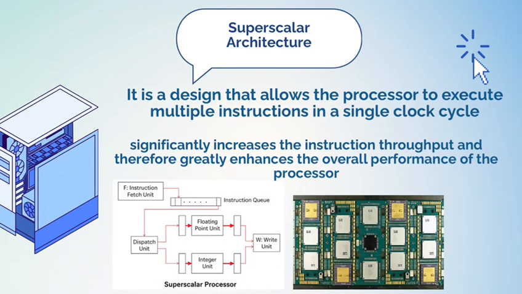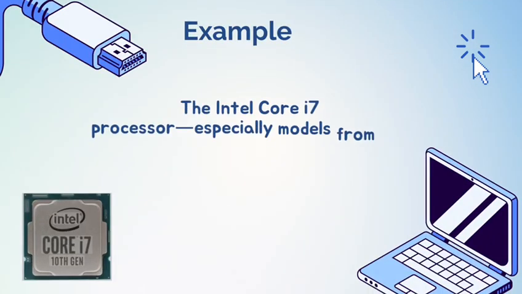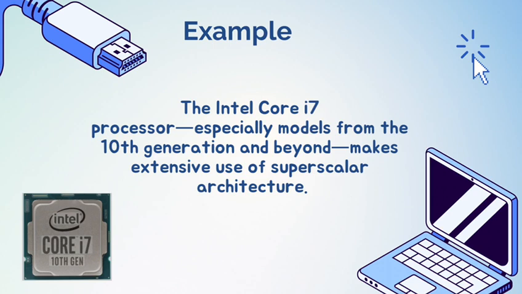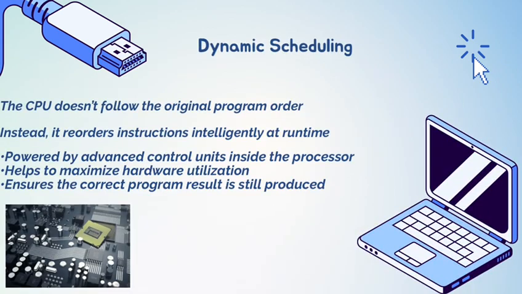Superscalar architecture is a design that allows the processor to execute multiple instructions in a single clock cycle. In other words, there are multiple pipelines working in parallel, with each pipeline handling a different instruction. This significantly increases the instruction throughput and therefore greatly enhances the overall performance of the processor. Real-world example: the Intel Core i7 processor, especially models from the 10th generation and beyond, makes extensive use of superscalar architecture.